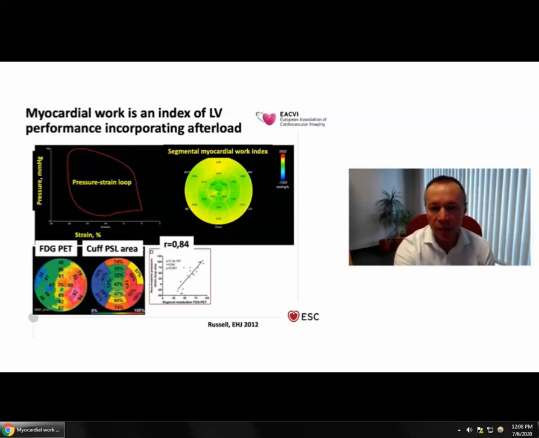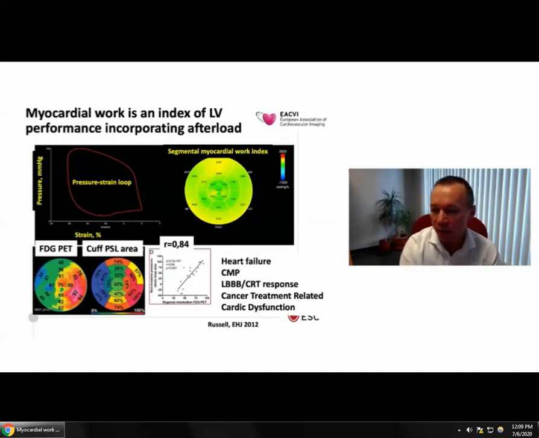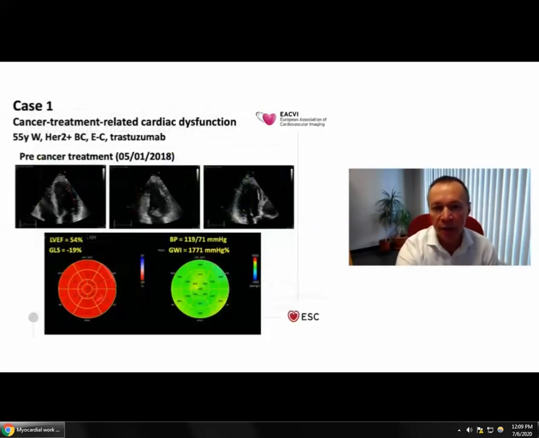Myocardial work correlates highly and significantly with myocardial energetics and glucose metabolism, and therefore it's a very promising tool for diagnosis, prediction of prognosis, and monitoring effects of therapy in patients with heart failure, cardiomyopathy, CRT candidates, or patients undergoing cancer treatment. Let me start with the case of potential cancer treatment-related cardiac dysfunction.